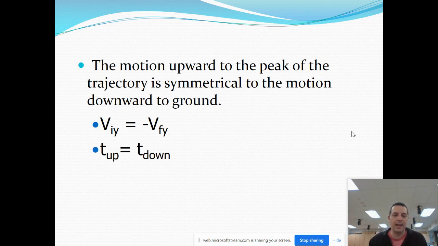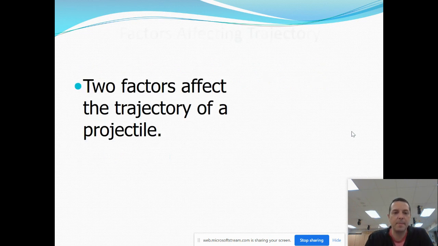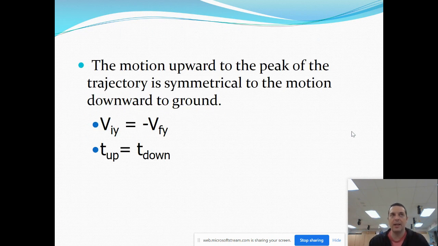When we talk about the time it takes it to get to the peak, it is exactly the same time as it takes it to get from the peak down. And these two aspects we can use to understand how to work out an angled projectile. So we're going to work about the peak, and we'll always just find the time up to the peak or the time down from the peak, and we can use that or double it to determine what the total time is.